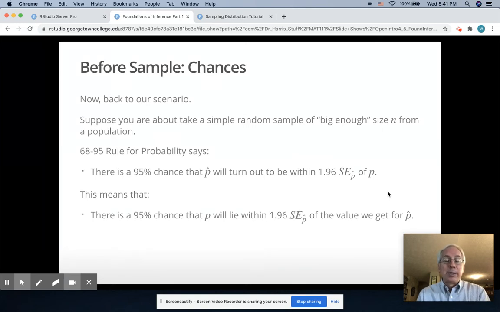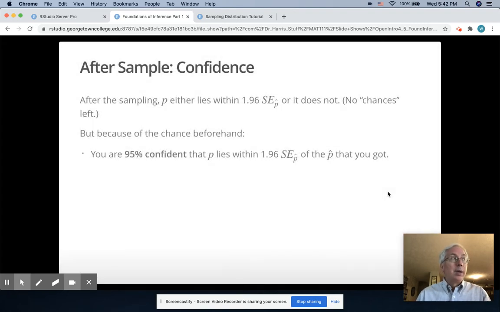So if we're about to take a simple random sample from a population, the 68-95-99.7 rule, our modified version, says that before we draw the sample, there's a 95% chance that p hat will be within 1.96 standard errors of p. But after we draw the sample, if I form the interval, it either does or does not contain p. And so there's no probability attached to this anymore. There's only confidence in the method.